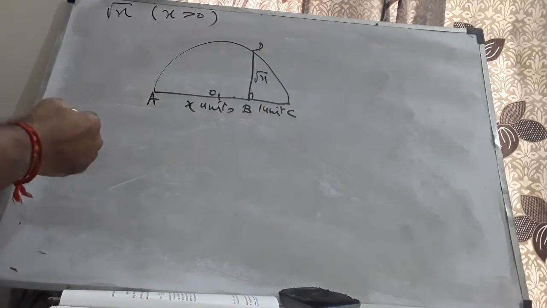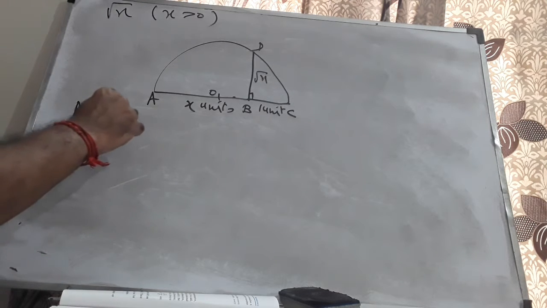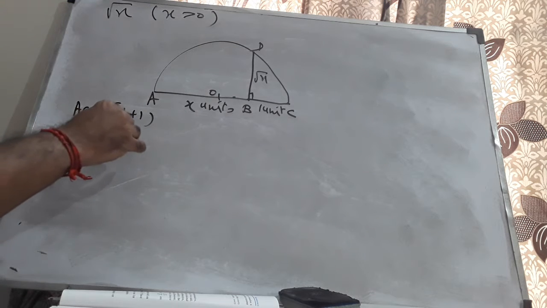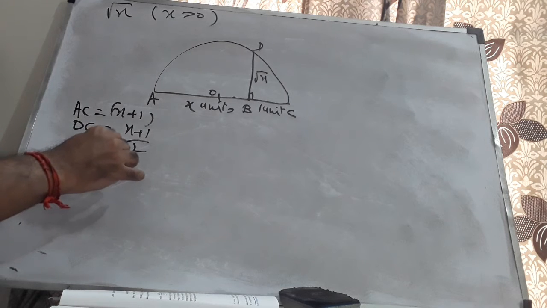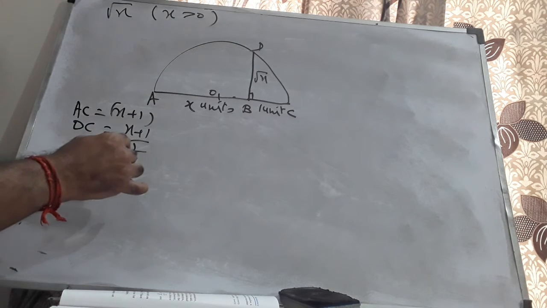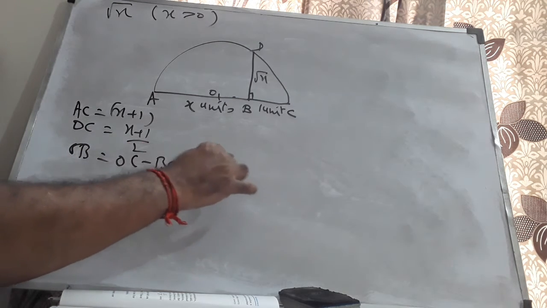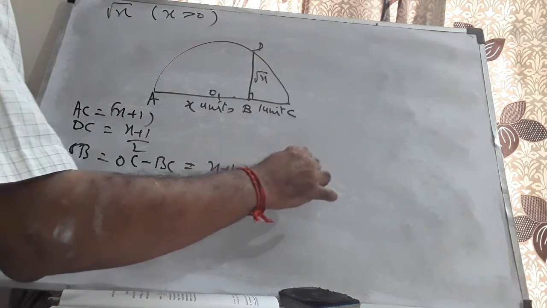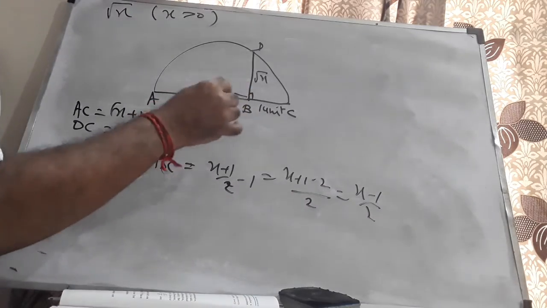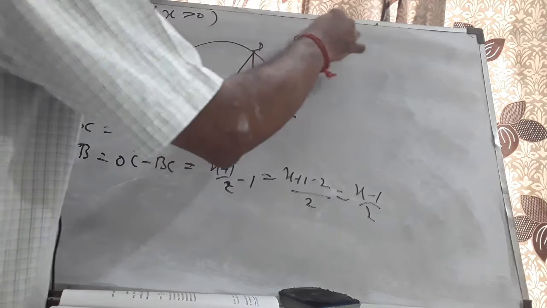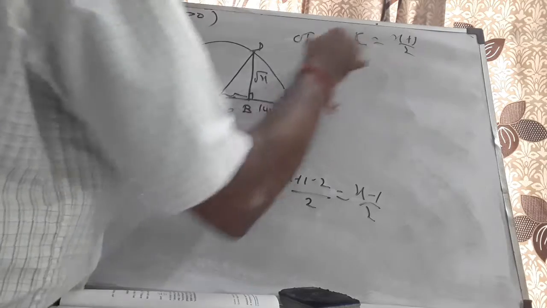You can prove how you get it exactly. Now AC is equal to x plus 1. Therefore, OC will be equal to (x plus 1) by 2. Now OB is OC minus BC, which is (x plus 1) by 2 minus 1, which is (x plus 1 minus 2) by 2, which is (x minus 1) by 2. Now OD is the same as OC, which we have seen is (x plus 1) by 2.